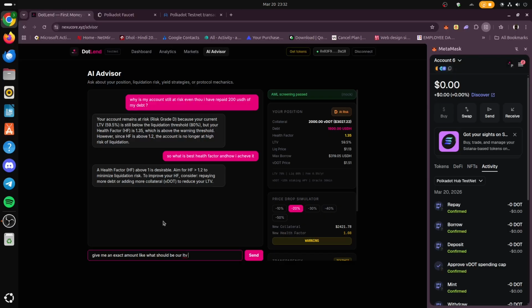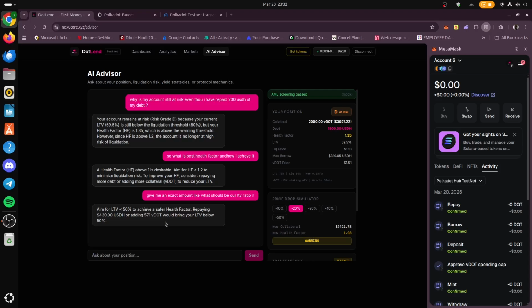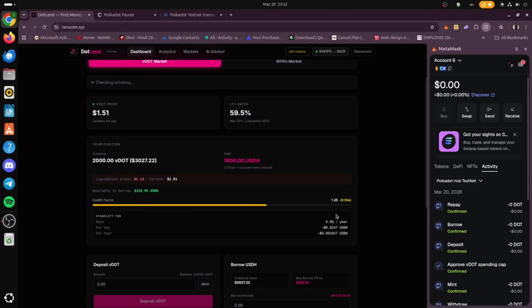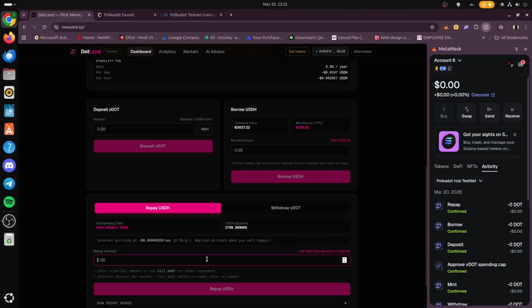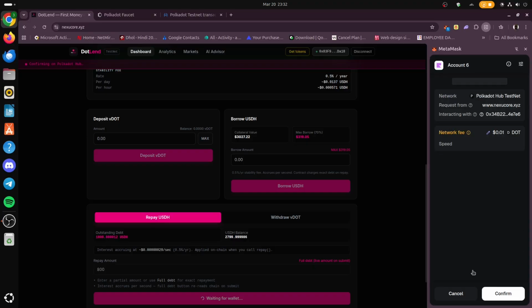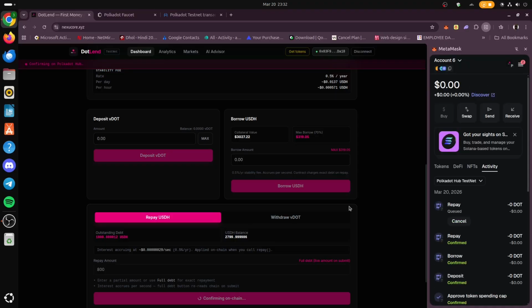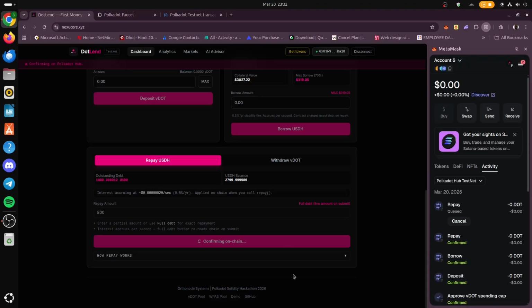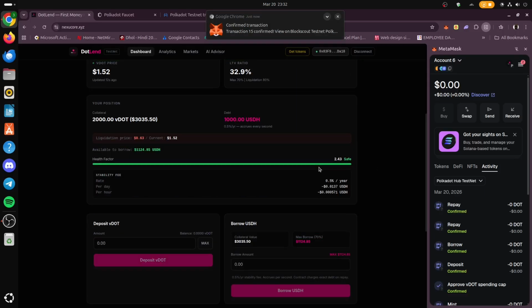So let's go back to DotLend, and let's repay 800 more. Now this will put us at exactly 50%. Okay, let's repay it. Okay, waiting for the transaction to get confirmed. Okay, transaction has confirmed. You can see it has moved. Our LTV ratio is now around 32.9%. It has dropped. Our position is also safe.